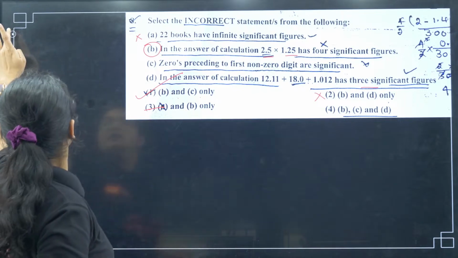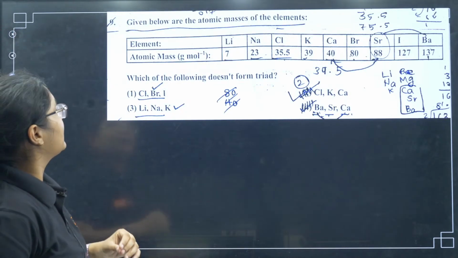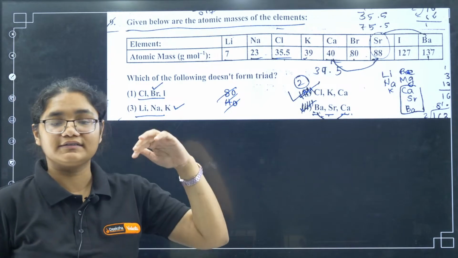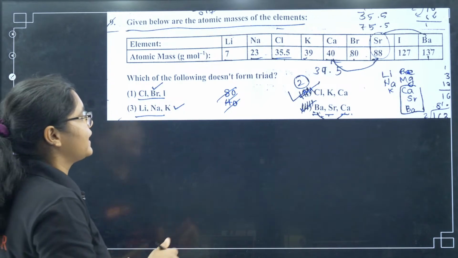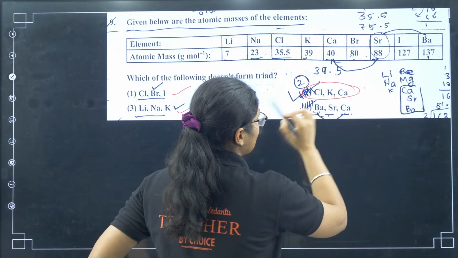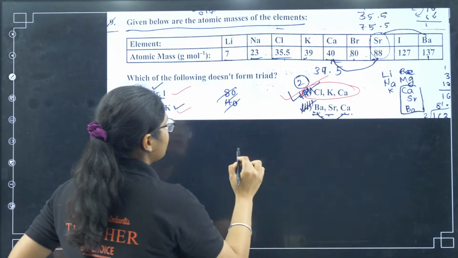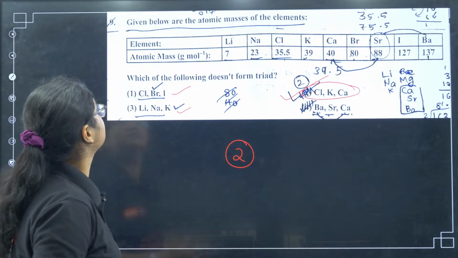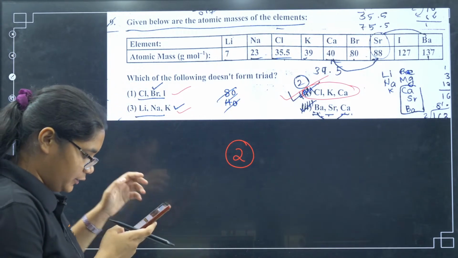Okay. Next we have question number 9, that is Dobereiner triads. We have lithium, this is a Dobereiner triad, this is also a Dobereiner triad, this is not a Dobereiner triad. So for question number 9, the answer will be number 2.